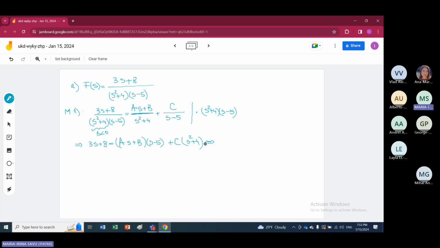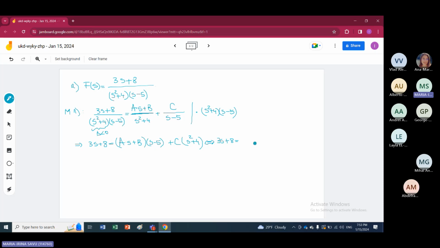Well, we should do what? The parentheses, equalize the sides. Yes, see the coefficients of each power of s. Indeed. In this case, we should make some computations here. So you have a times s squared from here, minus 5 times a times s plus times s minus 4b plus s squared times c plus 4c.